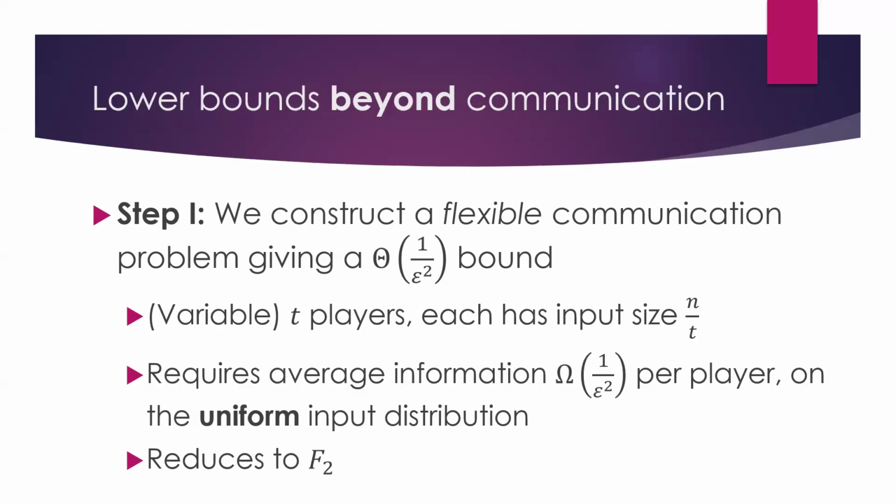And as before, not only does this require a lot of information, it requires a lot of information on the uniform input distribution. So for this problem, even if my input is just giving n over t random elements to each of the t players, then on this distribution there needs to be that much information between their messages and the inputs. And finally, as in all of the reductions, this reduces to computing F2. A reduction similar to the simple reduction from before would still work. If I can compute the F2 of the stream and I partition it between the players, then the result would tell me the answer to my weird communication problem.